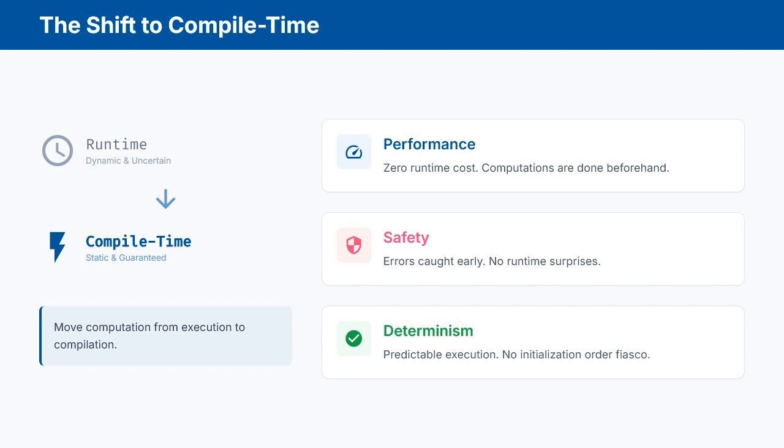And third, determinism. Compile time execution is predictable. It eliminates issues like the static initialization order fiasco. By moving more logic to compile time, we create programs that are faster and more reliable.